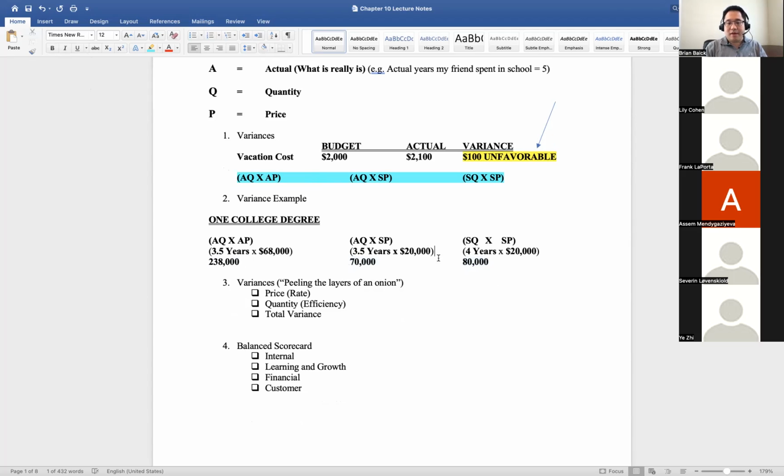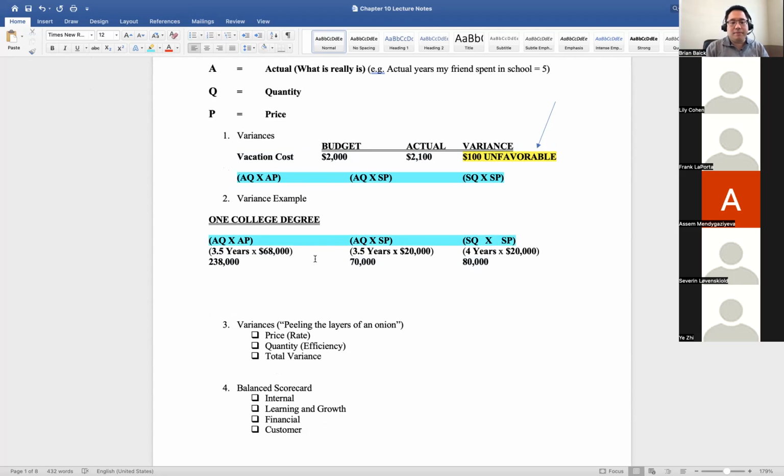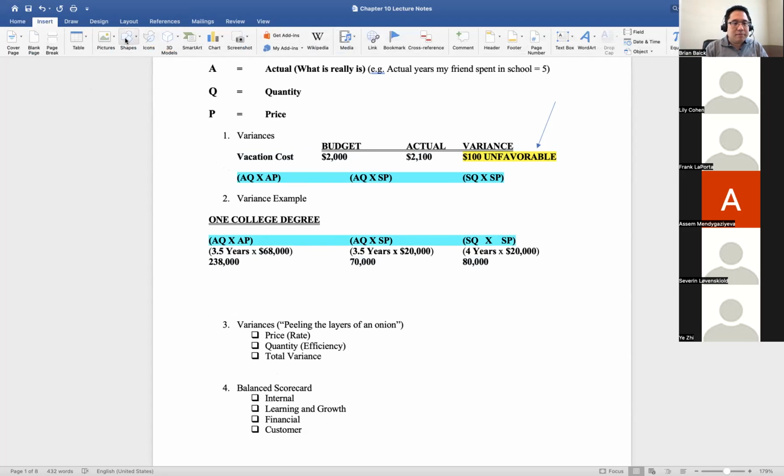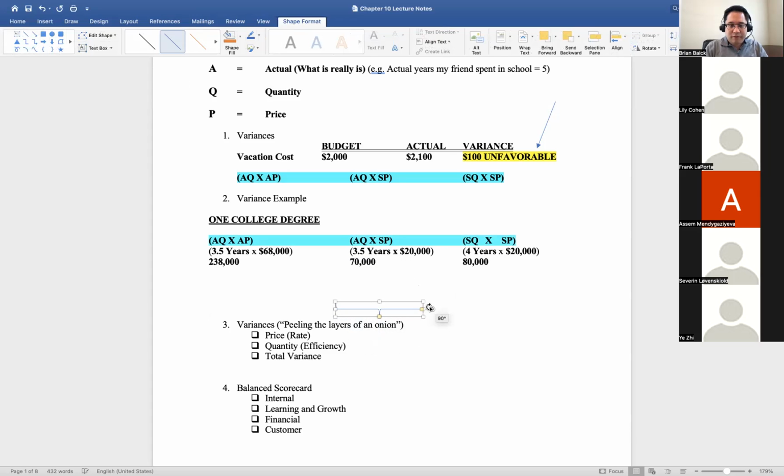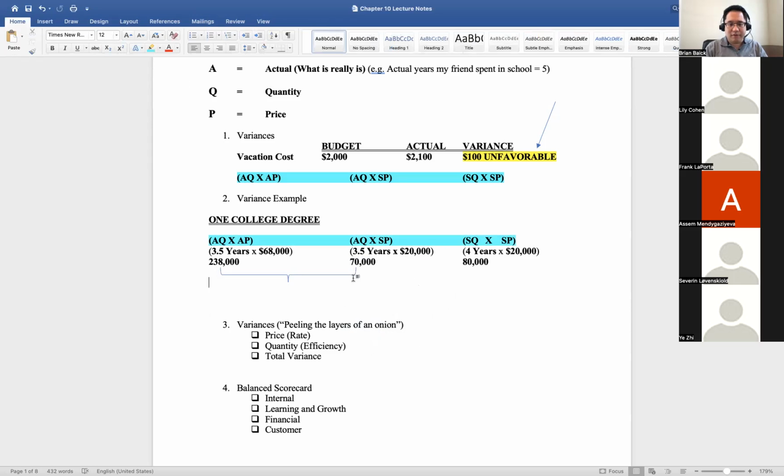This means that we can figure out three variances. Remember here at the top, we did a vacation budget, and then we had one variance. So now if we use this method here, you can figure out three variances. The three variances are going to be computed like so. Let me show you here. You can get a variance between the first and the second number. So we're going to get a variance here.